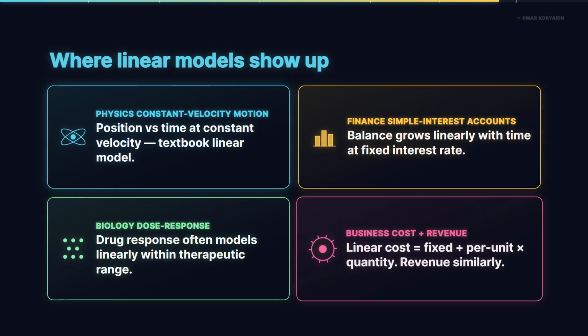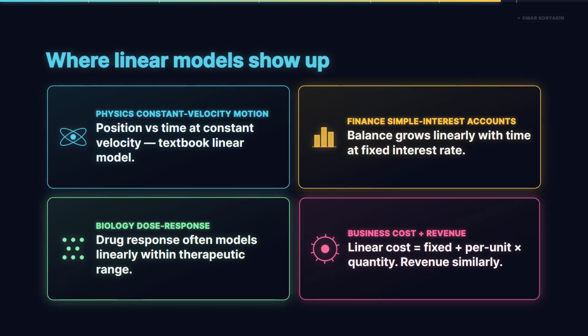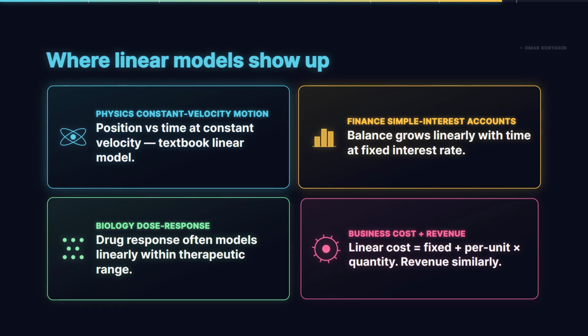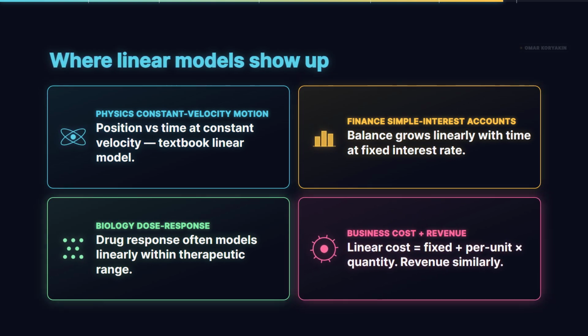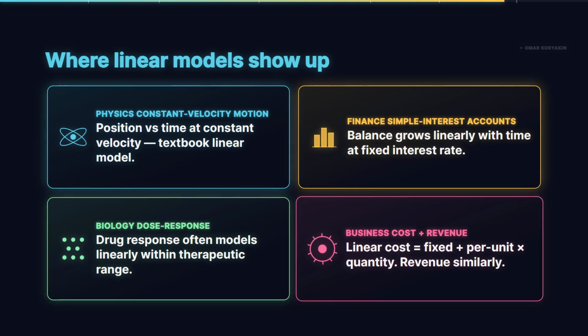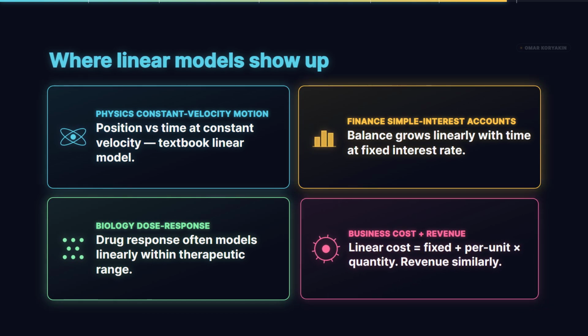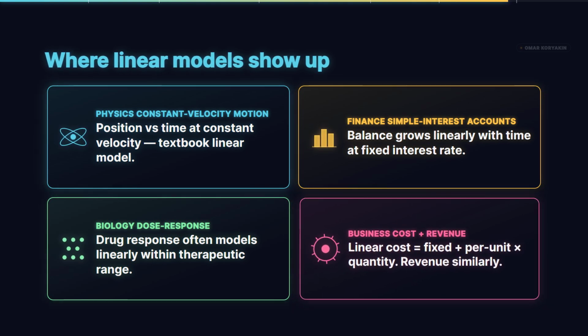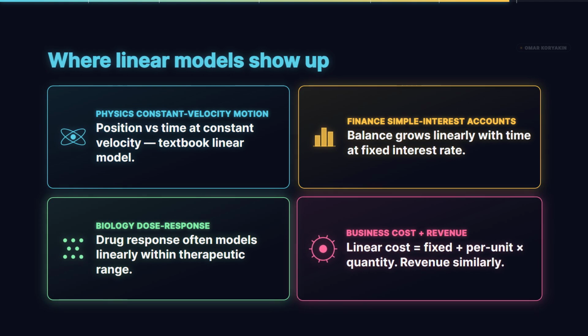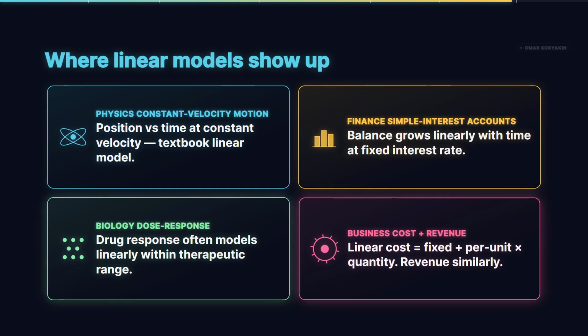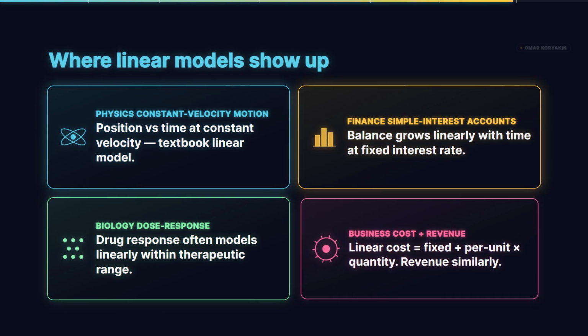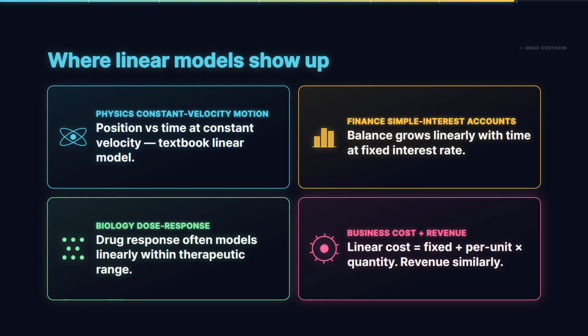In business operations, cost and revenue functions are commonly modeled linearly. Total cost equals fixed cost plus per unit variable cost times quantity is the standard linear cost model. Total revenue equals per unit price times quantity is the standard linear revenue model with zero intercept. The intersection of the two linear models is the break-even point, a foundational concept for pricing, capacity planning, and business strategy. Manufacturing, software, and service businesses all rely on these linear models continuously.